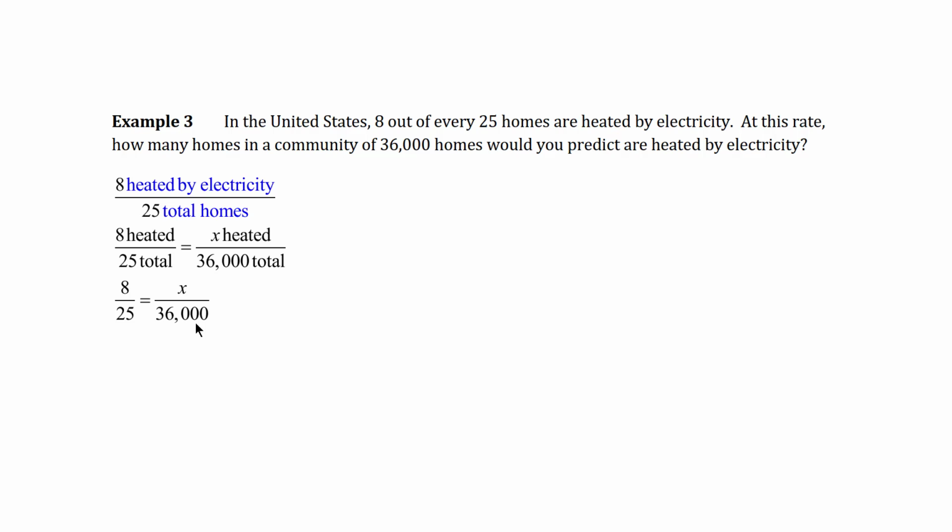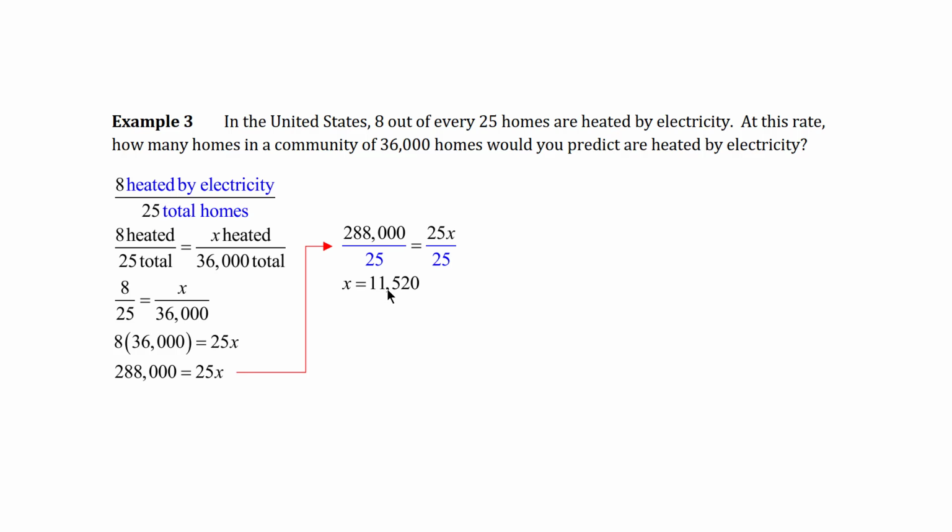From here, we need to solve for x by cross-multiplying. We get 8 times 36,000 equals 25x. Simplifying the equation, we get 288,000 equals 25x. Next, we divide both sides by 25. We get 288,000 divided by 25 equals 25x divided by 25. After simplifying, we get x equals 11,520. Our final answer is that there are 11,520 homes heated by electricity in a community of 36,000 homes.